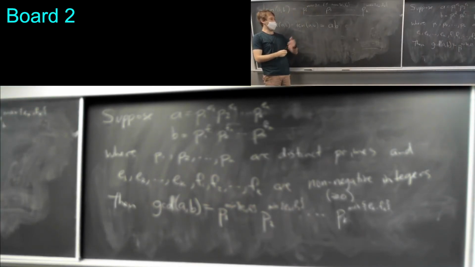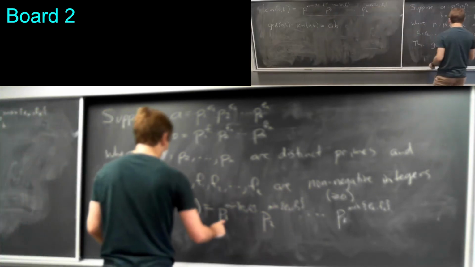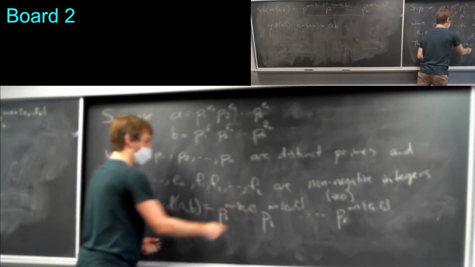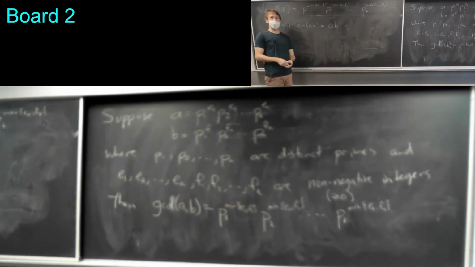you can collect up all the P1s, like all the factors of P1, and collect up the factors of P2, and so on. And you'll get P1 to the power of the minimum of E1 and F1 plus the maximum of E1 and F1. If I take two numbers and I take the minimum of the two numbers and the maximum, and I add them together, that's the same as just adding the two numbers. If I take the minimum of, let's say, 3 and 5 plus the maximum of 3 and 5, well, that's just clearly 3 plus 5, right?